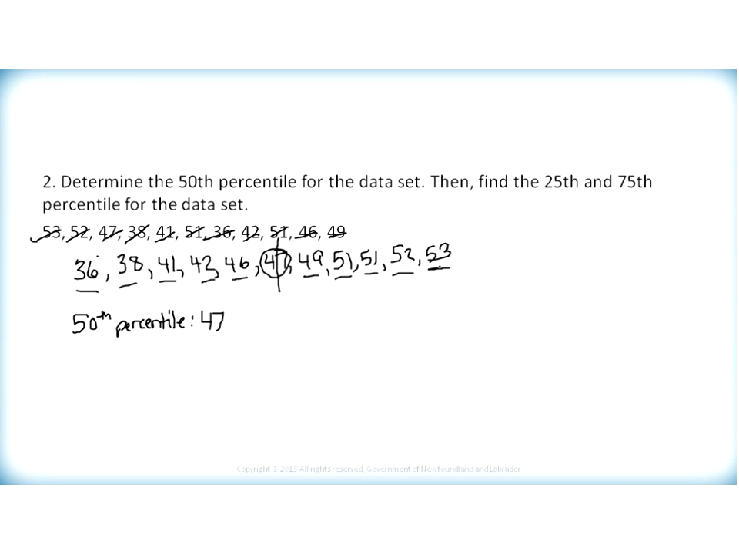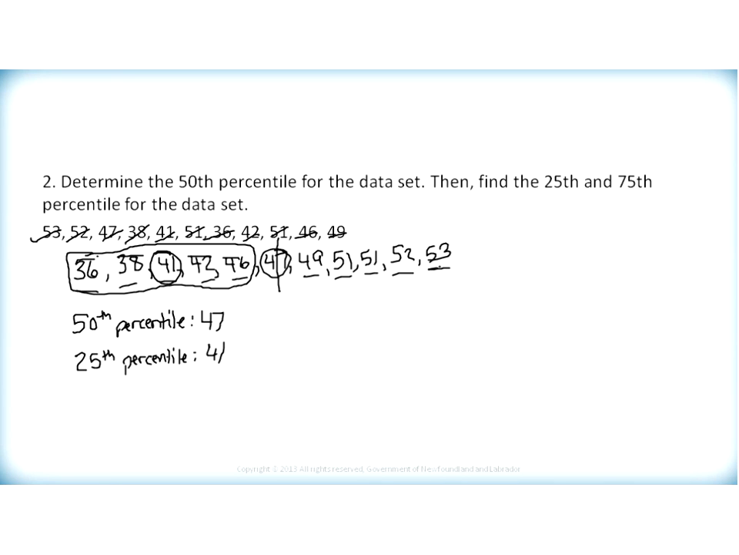Next, I'm going to find the 25th percentile. To do that, I'm going to take the bottom half of my data, and find the median of that. So I'll cross that with that, cross that with that, and I'm left with one value. So my 25th percentile is going to be 41.